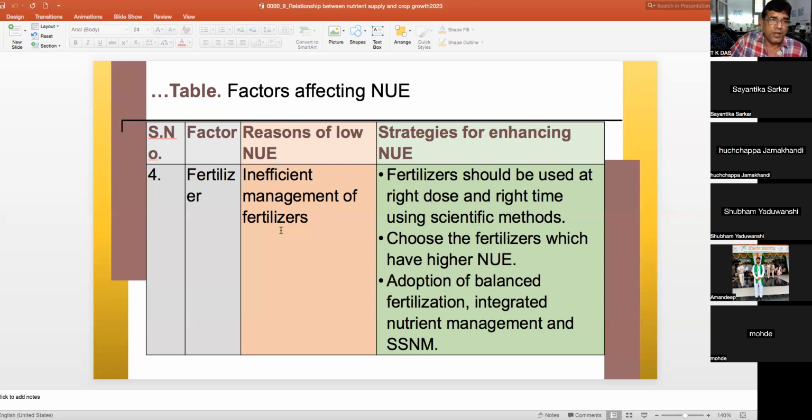Similarly, source of nutrients are also important. So in this case, you can compare different sources. Some slow release fertilizers are available, and some, for example, ammonium sulfate is.